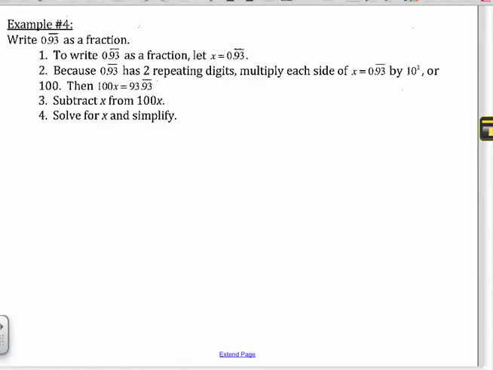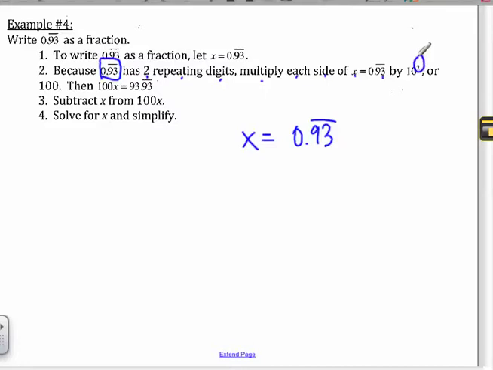Step 1, to do that we want to let x equal 0.93 repeating. So we did that. So far so good. They just said let x equal this amount. Then step number 2 says because 0.93 repeating has 2 repeating digits, multiply each side of x equals 0.93 repeating by 10 to the 2 because it has 2 repeating digits.